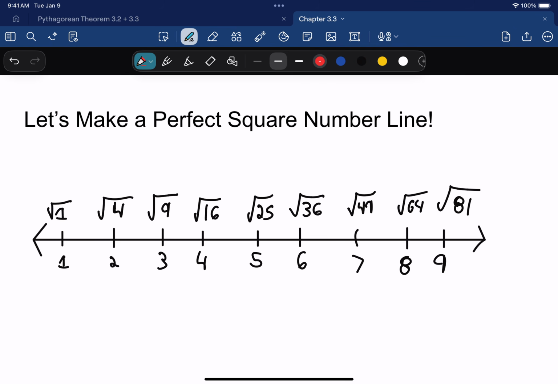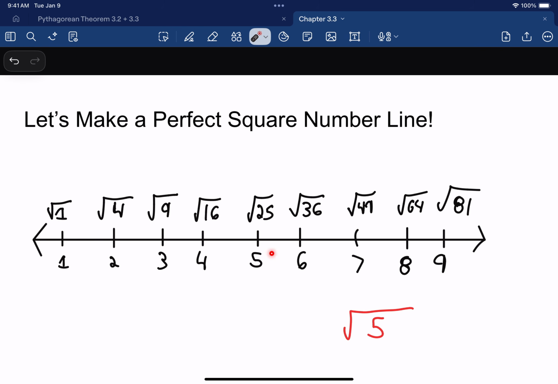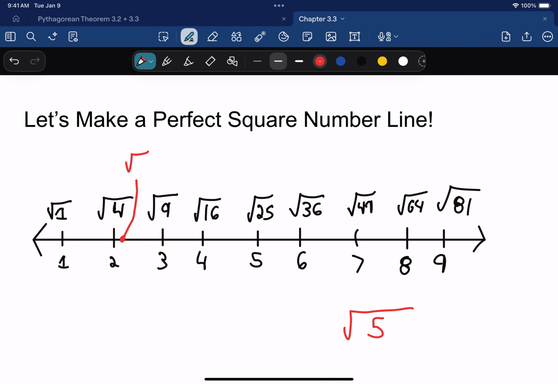Now, what this means is if we were to try to find the square root of 5, which was the one we mentioned before, we can look at our number line and say, where along here does the square root of 5 fall? Well, it would fall between 2 and 3, right? Because this is the square root of 4, this is the square root of 9. The square root of 5 goes in between here. It would be closer to 4, so it would probably fall around here.